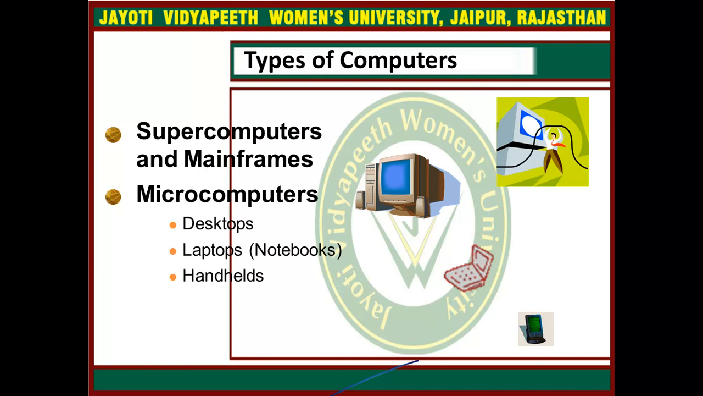Now come to the types of computers. In this, supercomputers and mainframes, as you have already heard about these, and the microcomputers. In microcomputers, the desktops, laptops, notebooks and handhelds all come into the category of microcomputers. As compared to the supercomputers and mainframes, these are very big and take very large space, and of course their processors are also very powerful to do their task in much less time as compared to microcomputers, right?